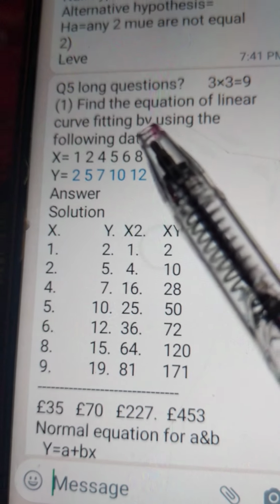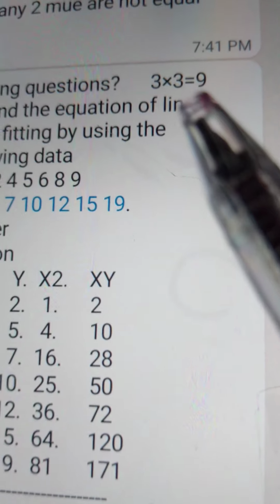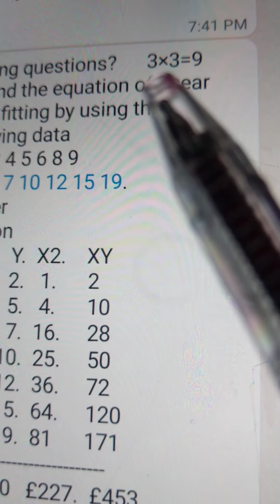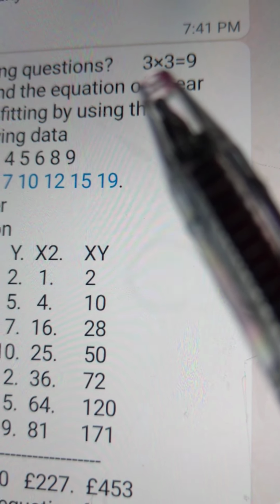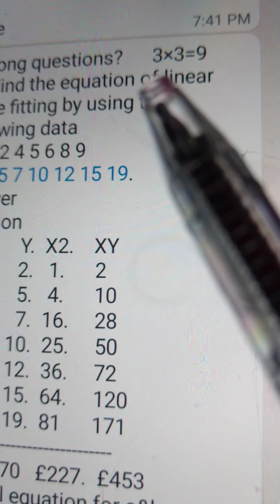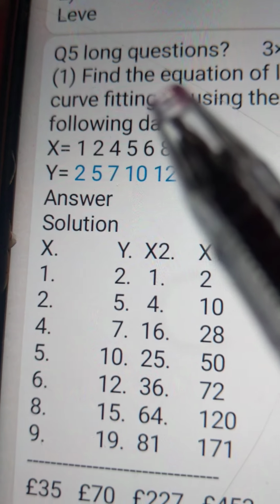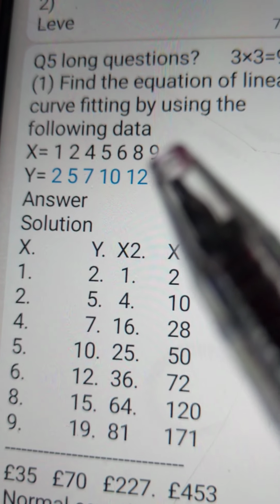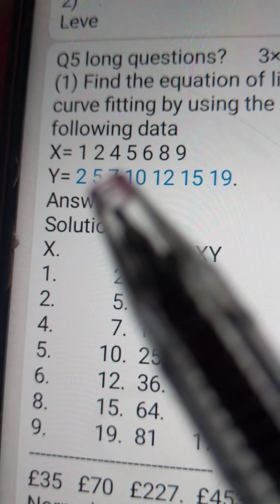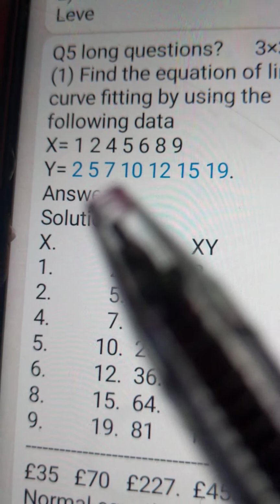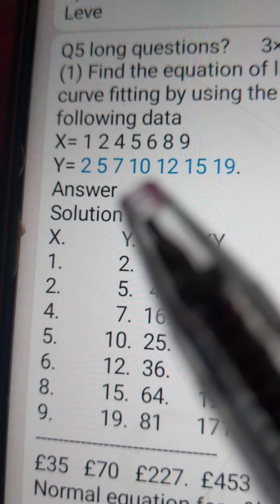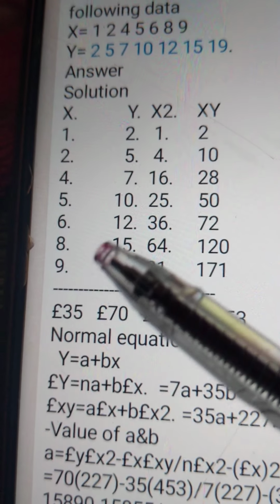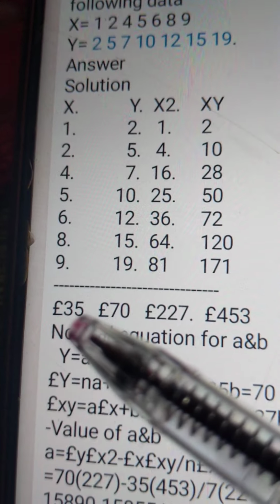Next, the last question, students, is about the long questions, which is 3 into 3. Three questions have 3 marks each, and the total marks of long questions are 9. First question: find the equation of linear curve fitting by using the following data. X is 1, 2, 4, 5, 6, 8, 9, whereas y is 2, 5, 7, 10, 12, 15, and 19. The solution is as follows.